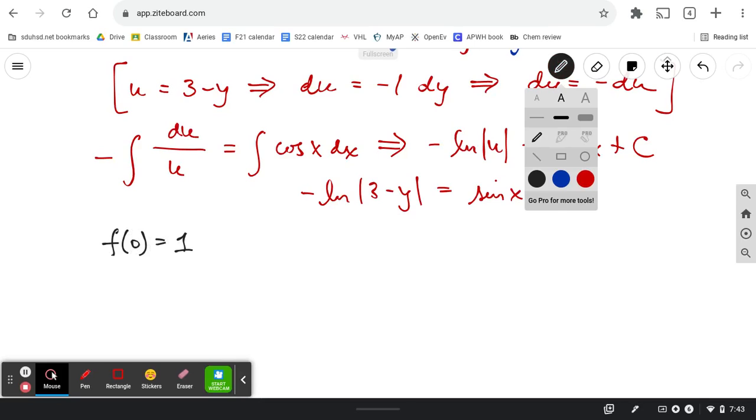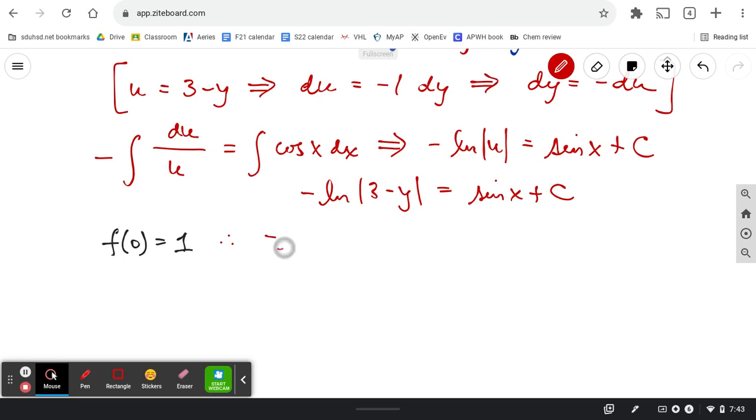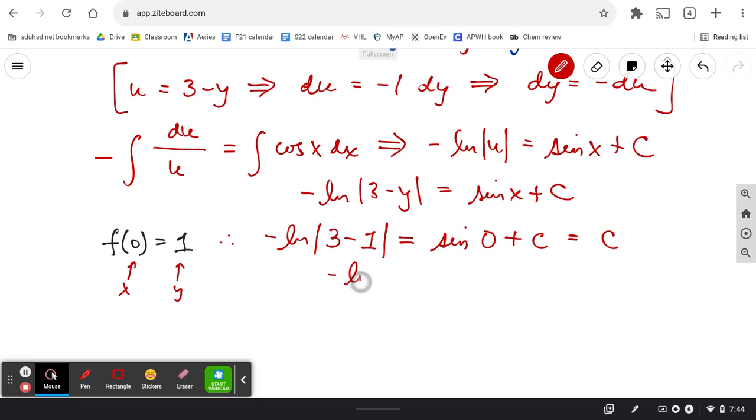equals 1. We can plug the point (0, 1) essentially into our equation. So we know that negative ln of 3 minus 1, because y is 1 here, equals the sine of 0, or x, plus c. Sine of 0 is just 0, so this is equal to c. Now this means that negative ln of 2 is equal to c.